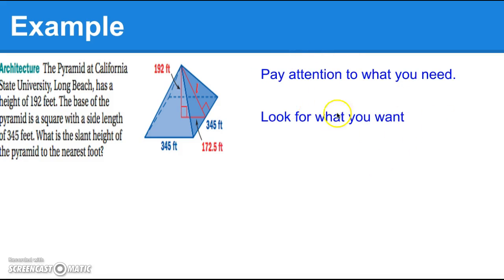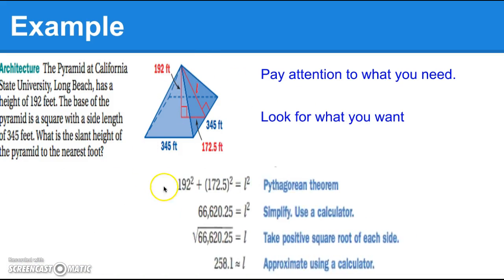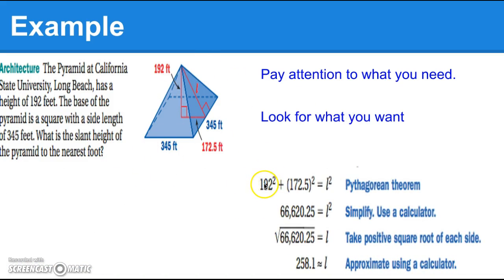And that's kind of what I have here. So pay attention to what you need and what you want. Looking at this slant height, if we look at the way we want to work this problem, we have 192 squared plus 172.5 squared is equal to that slant height squared. If you want to say c squared, that's fine too, because it is the Pythagorean theorem. You get 66,620.25. You square root both sides, and you get approximately 258.1 feet is the length of that.